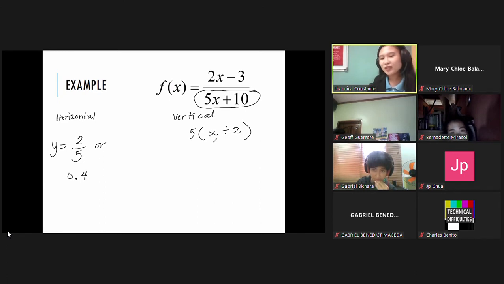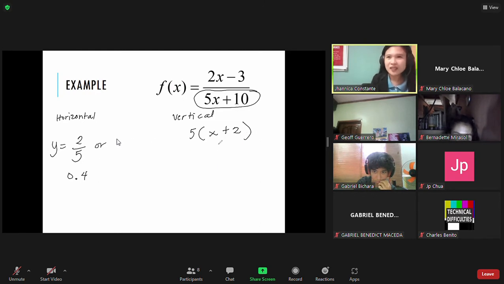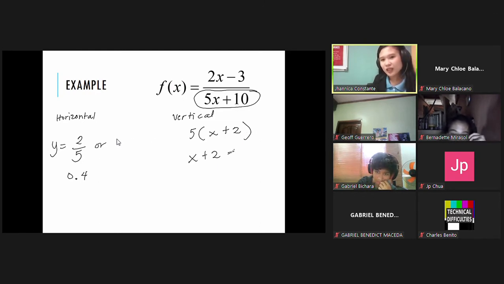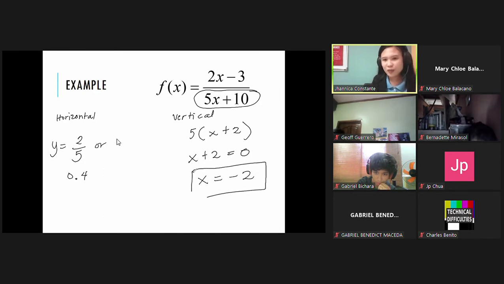So we're going to get the factor that has a variable and equate it to 0. So x plus 2 equals 0. So the vertical asymptote that we will be having is negative 2. That is our vertical asymptote.